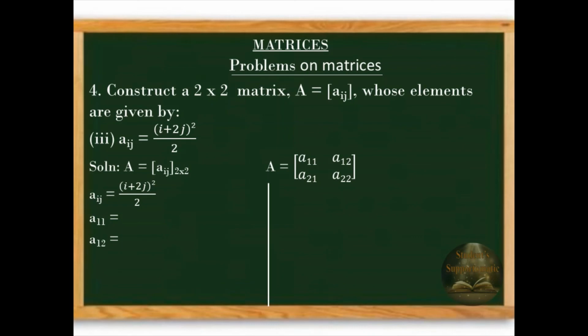Similarly, calculate a12, a21 and a22 and substitute these values in place of the matrix elements a11, a12, a21 and a22. You can easily solve this, but do it by yourself. So we'll see the next problem.